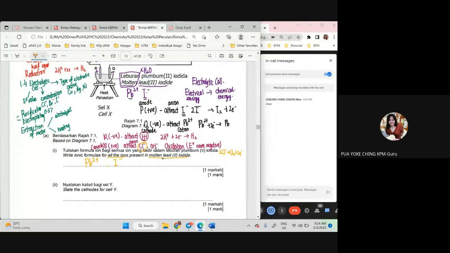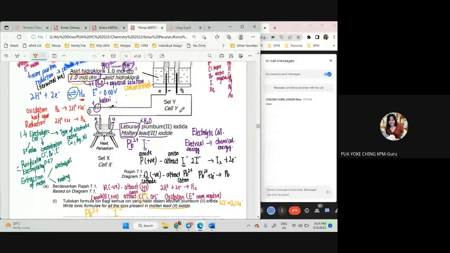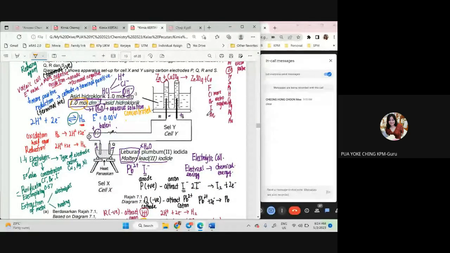2. Nyatakan cathode bagi sel Y. Okay, cathode bagi sel Y. So you pergi cathode. Ada negatif, ada positif. So, R adalah negatif. So, R akan attract cation. S adalah positif. So, dia akan attract anion. So, attract cation. So, R is cathode. So, jawapan kamu adalah R.